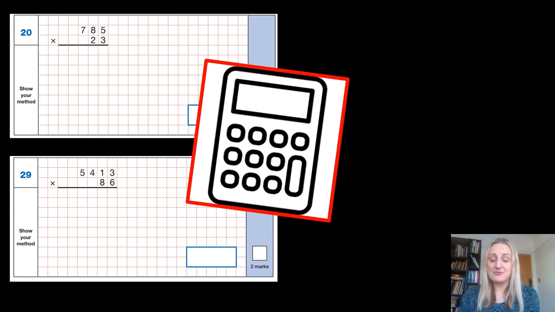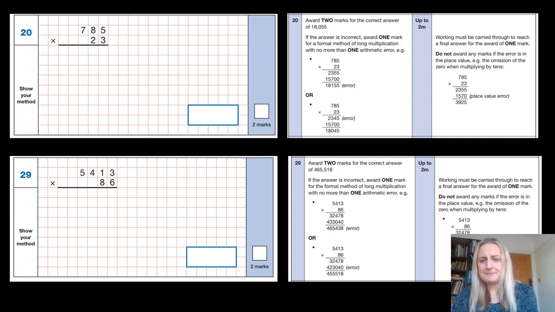But let's have a look at the mark schemes, because the mark schemes are showing us that formal method that's required. If you look at the mark scheme for the first question, 2 marks for correct answer. That means if someone used, say, a grid method and they got it right, they do get the 2 marks, that's fine. But then it says if the answer is incorrect, we get 1 mark for a formal method of long multiplication. Again, they're not defining formal there, but it is defined elsewhere, and I'll show you that in a minute. And they give the examples of what that formal method would look like. So we can all see it's the column method that they're describing as formal.